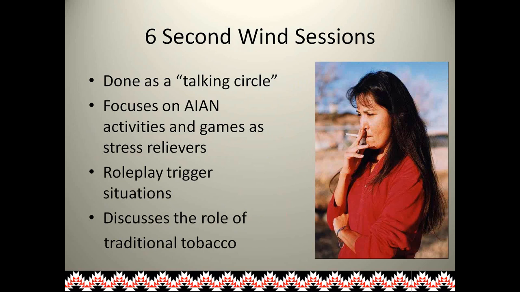In the Second Wind cessation program, there are six different sessions. They are done as a talking circle. There's a focus on American Indian activities and games as stress relievers, so bringing back in some of those traditions. They role play different trigger situations of just when you feel like you need a cigarette or you need a dip of chew. What are some things that might trigger that, and going on from that, how you can avoid that. And then it also discusses the role of traditional tobacco, making sure that people know the importance of traditional tobacco versus the abuse of the commercial tobacco and how the abuse of the commercial tobacco is hurting them.